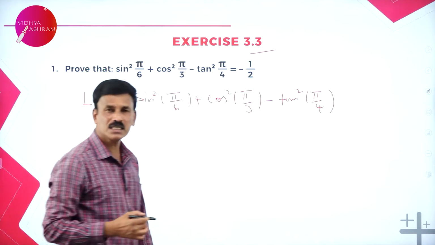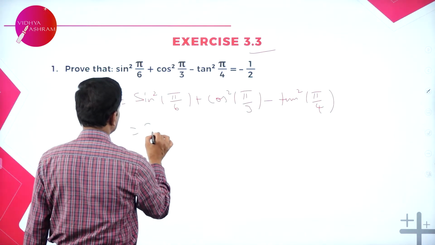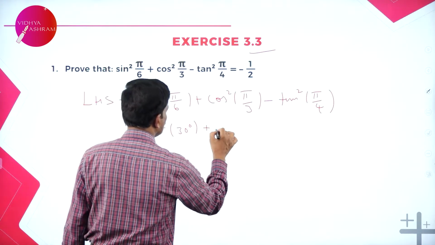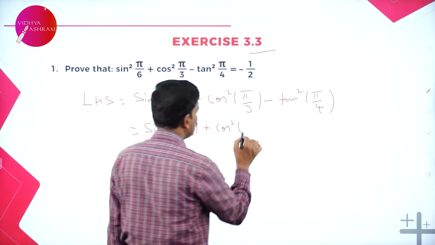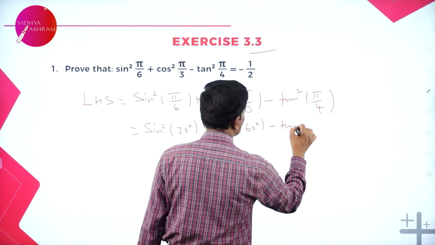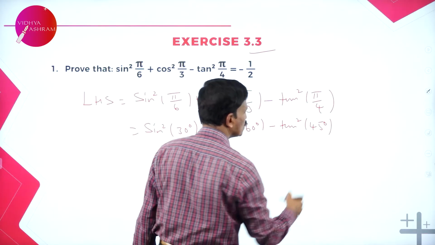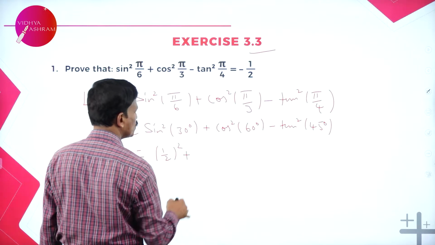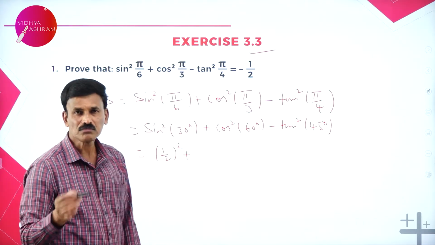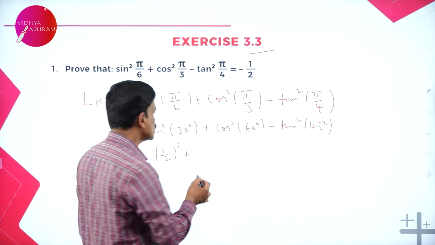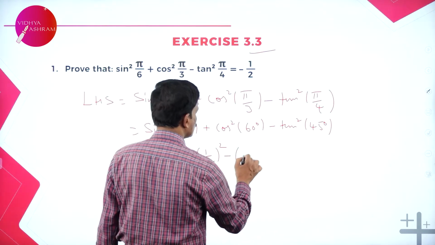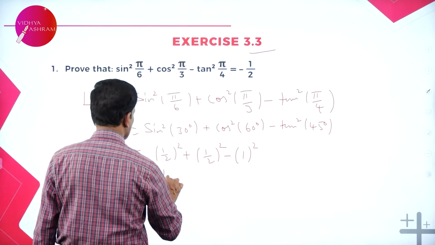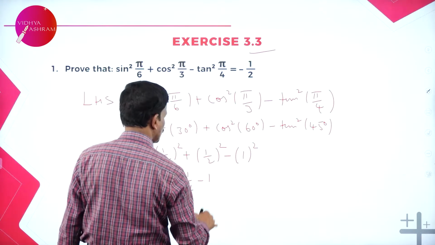So if you want, you can straight away substitute the values or convert this. Sin square, what is pi by 6? Pi by 6 is nothing but 30 degrees, plus cos square pi by 3. Pi by 3 is nothing but 60 degrees, minus tan square pi by 4, which is nothing but 45 degrees. Straight away you can substitute. Sin 30 is 1 by 2 whole square. And cos 60 is also 1 by 2. 1 by 2 whole square minus tan square 45. Tan 45 is 1. 1 by 2 whole square is 1 by 4, plus 1 by 4, minus 1 square is 1.